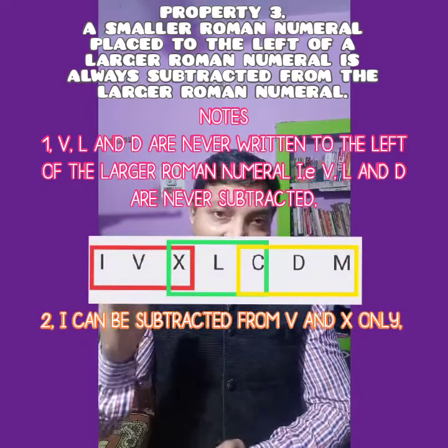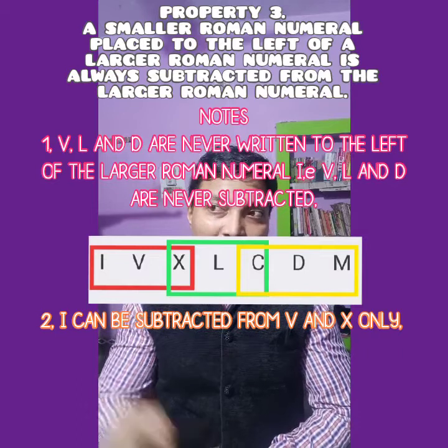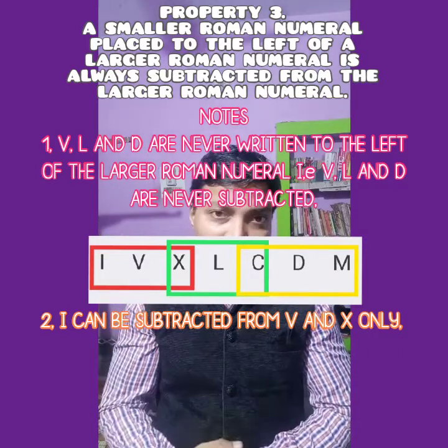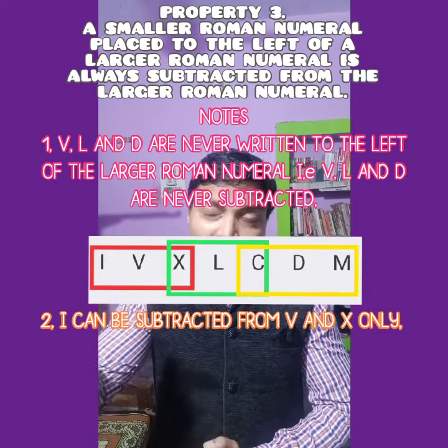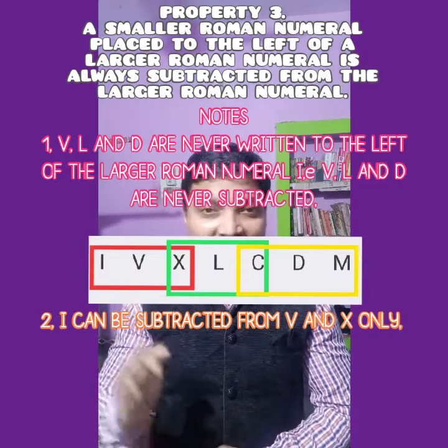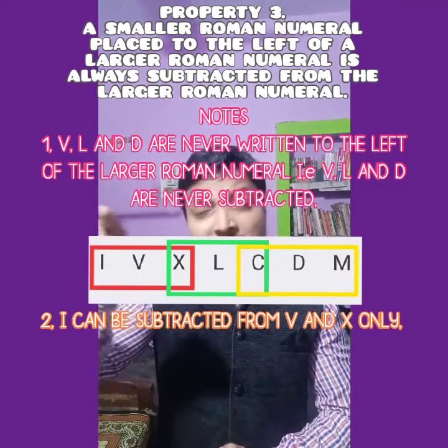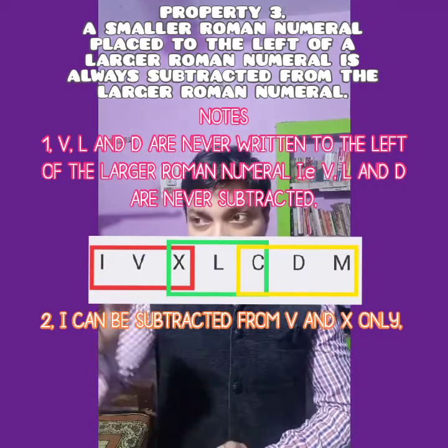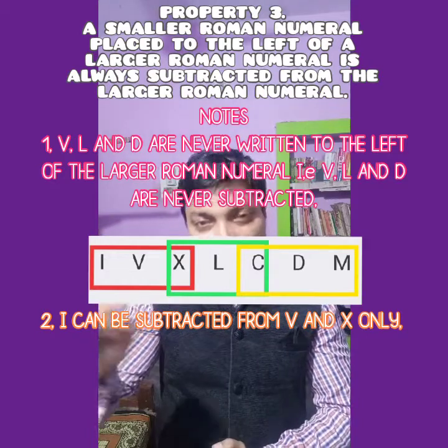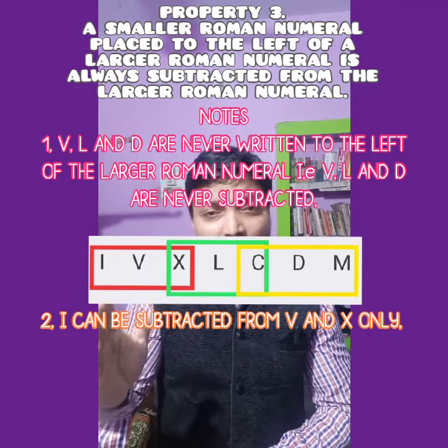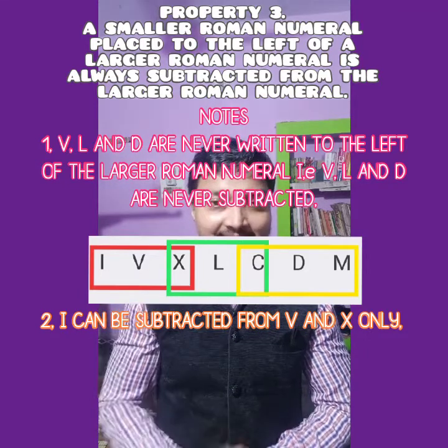I, V, X, L, C, D, M. So it means I can be subtracted. Listen, first I am saying that from the first 3, I, V, X, I can be subtracted from the next 2. It means I can be subtracted from V and X. From the first 3 collection, remember, from the left side, I can be subtracted only from V and X.